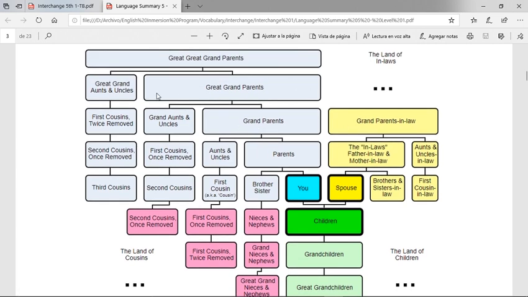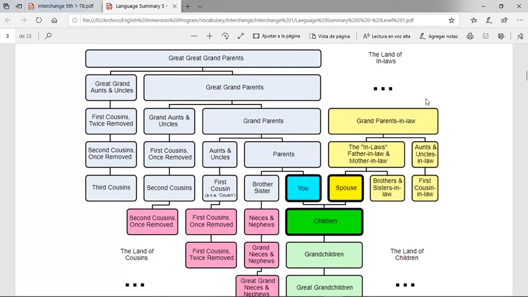Then, your grandparents also have family. So the brother or sister of your grandparents are called grand aunts and grand uncles. It's like they are at the same level because they are in the same generation. And here we have the sons and daughters of your grand aunts and grand uncles are the first cousins once removed. Then second cousins, and then it starts like that. It's kind of tricky, but it's not so difficult. And it just goes up and up and up.